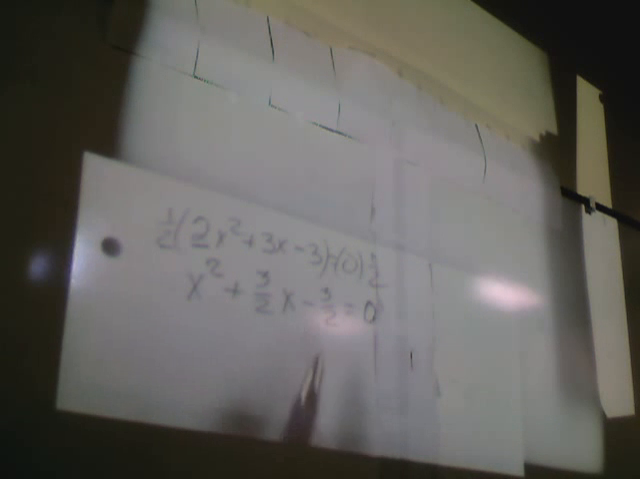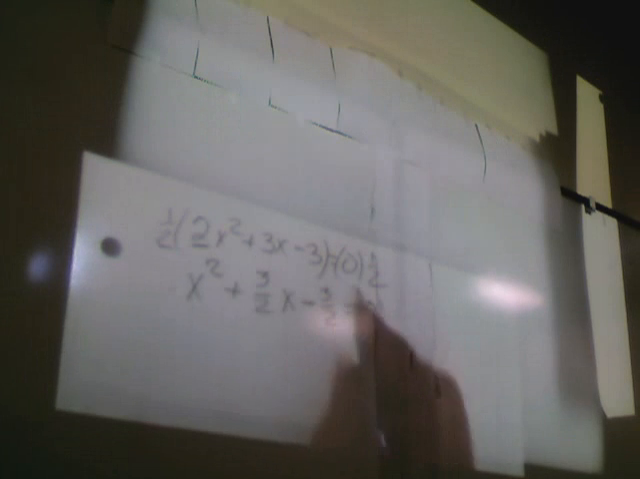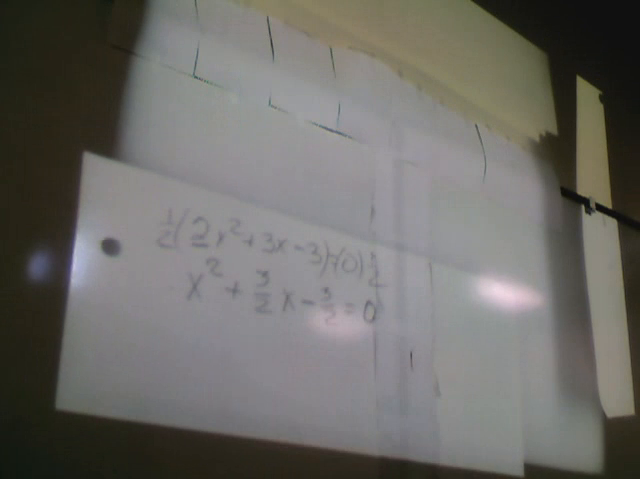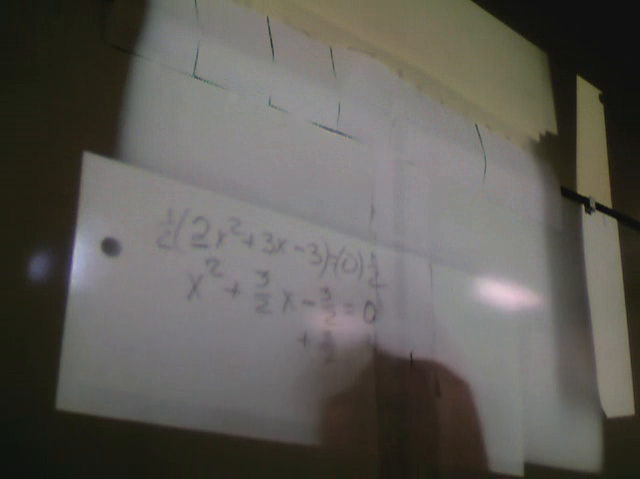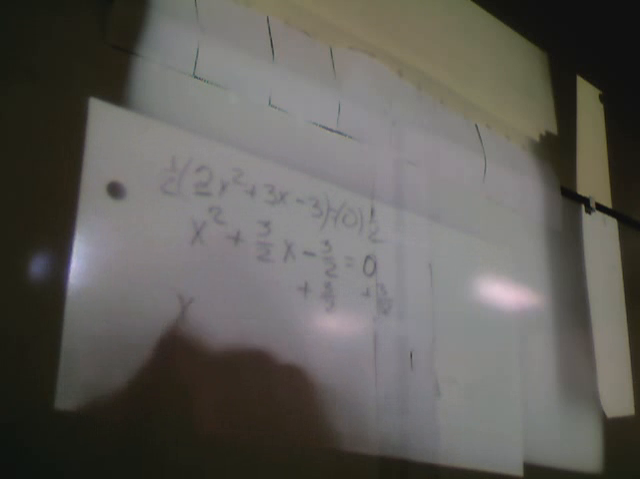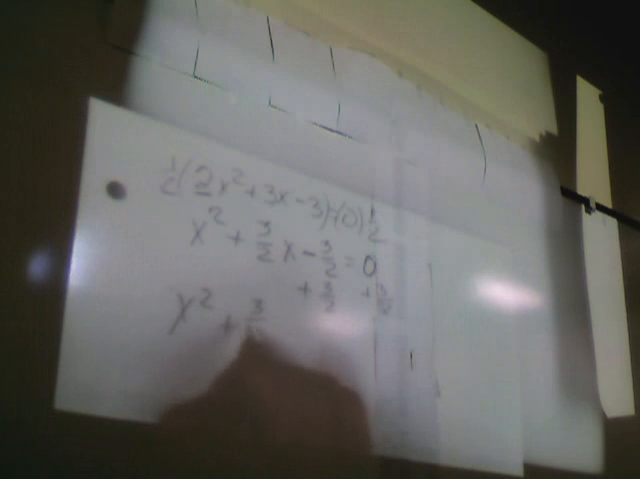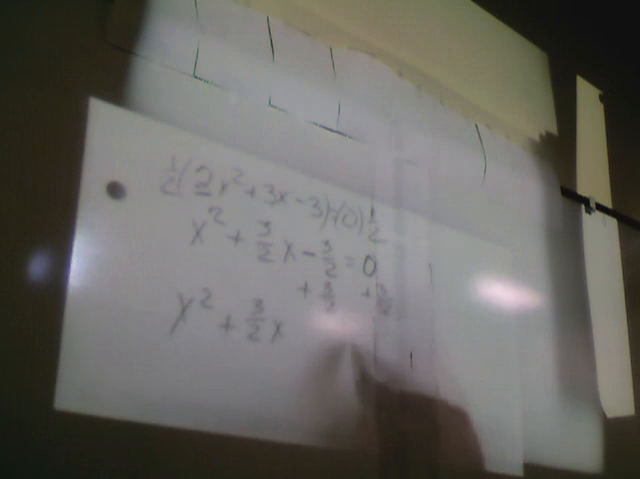Now, the 3/2, we're not going to be able to factor that. Looking at that, you can see you can't do it, right? Okay, 3/2, we're going to have to add to the other side. Add 3/2 to both sides. So we have x squared plus 3/2 x, leave a space, equals 3/2.